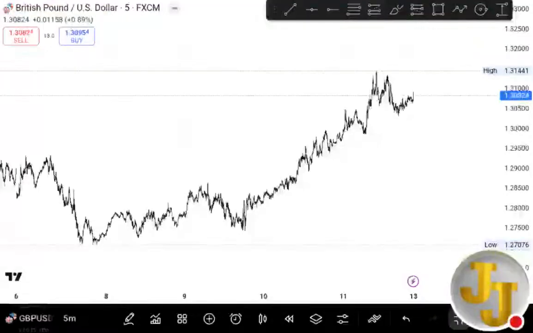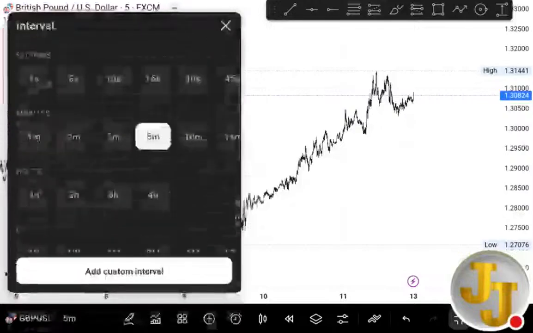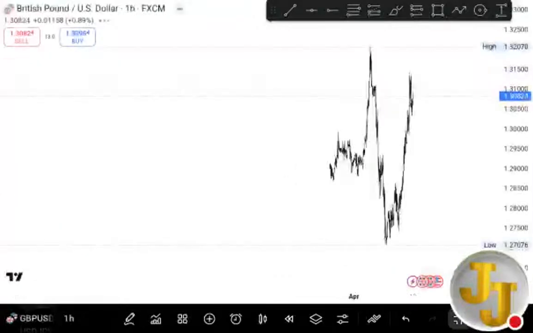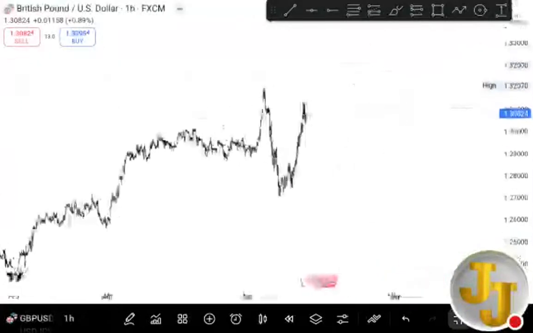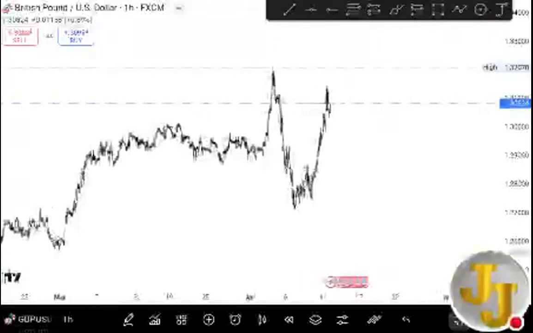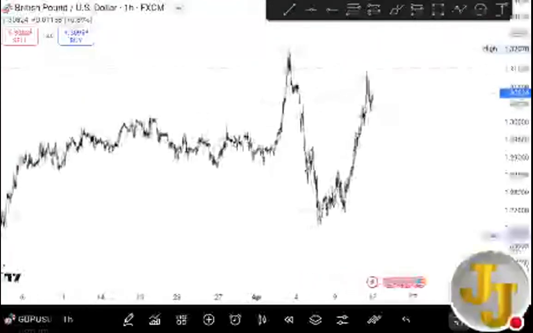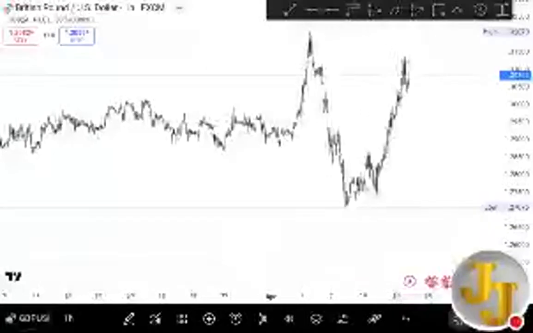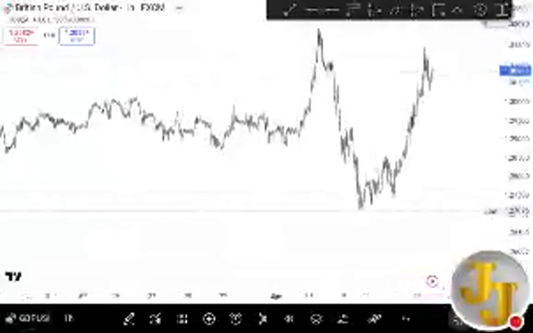So yes, this is how GBPUSD moved last week. When you go to your 1 hour frame right here, can you see how GBP moved? Remember, I want to show you how this moved and what you're expecting next week, right?